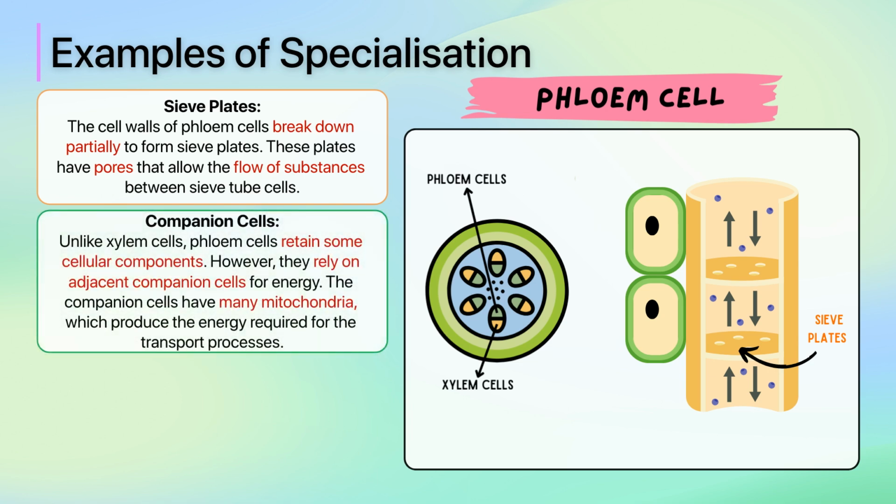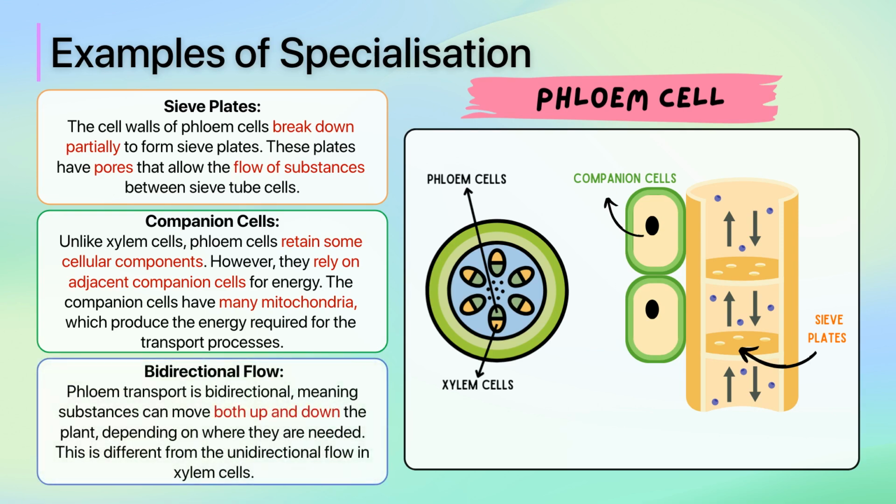Additionally, unlike xylem cells, phloem cells retain some cellular components. However, they rely on adjacent companion cells for energy. The companion cells have many mitochondria that release the energy required for the transport process. Finally, phloem transport is bidirectional, meaning substances can move both up and down the plant, depending on where they are needed. This is different from the unidirectional flow in xylem cells.